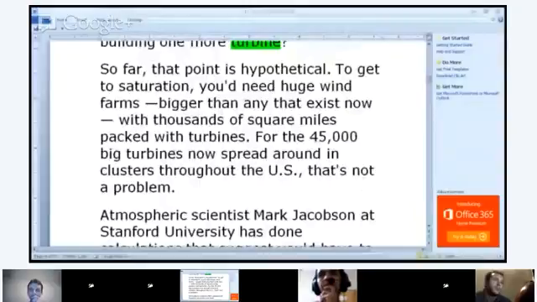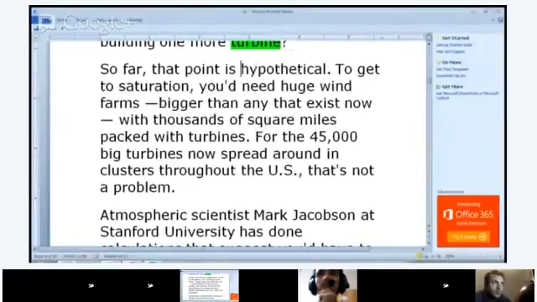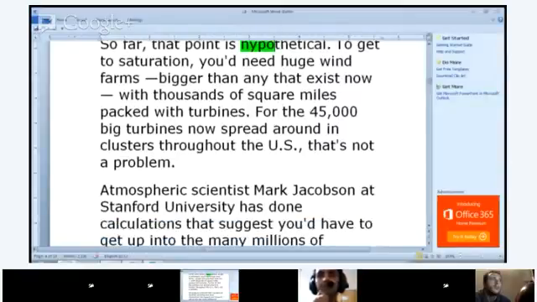All right, so great. I don't think we have to worry about this problem just yet. Juan Manuel, could you read this next selection of text, please? Okay. So far, that point is hypothetical. To get the saturation, you would need huge wind farms, bigger than any that exist now, with thousands of square miles packed with turbines. For the 45,000 big turbines now spread around the cluster throughout the U.S., that's not a problem. Okay, great. And just hypo. When you see this syllable in English, hypo, hypothetical. Hypo. Yeah, great.